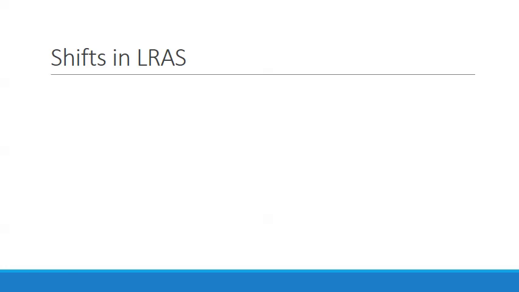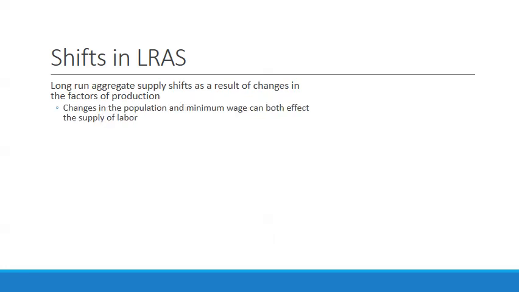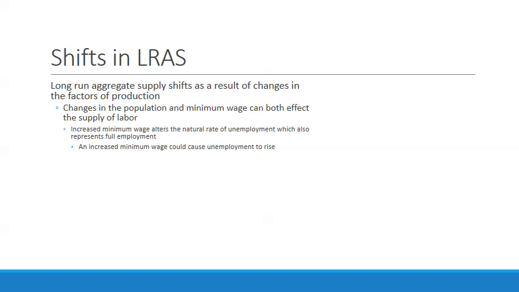So when we talk about the shifts in long-run aggregate supply, they're a result of changes in the factors of production. For example, changes in population and minimum wage can both affect the supply of labor. Increased minimum wage affects the natural rate of unemployment, which also represents full employment. The thing about that is, if the minimum wage increases, it could cause the unemployment rate to rise. Well, that would change the natural rate of unemployment then. So an increased minimum wage would cause unemployment to rise, and this would reduce the output of goods and services produced, thus shifting long-run aggregate supply to the left.